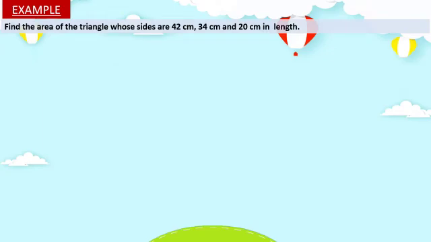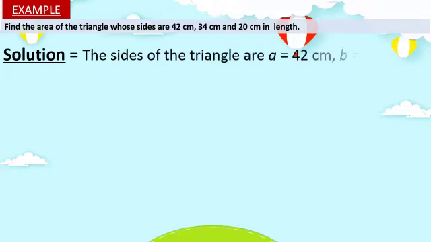Example number 1. Find the area of the triangle whose sides are 42 cm, 34 cm and 20 cm in length. Solution. Here, three sides of the triangle are given. So we use Heron's formula to find the area. The sides of the triangle are A is equal to 42 cm, B is equal to 34 cm and C is equal to 20 cm.